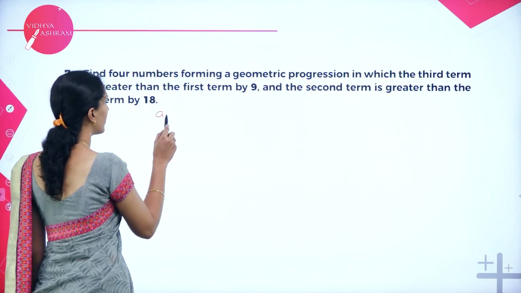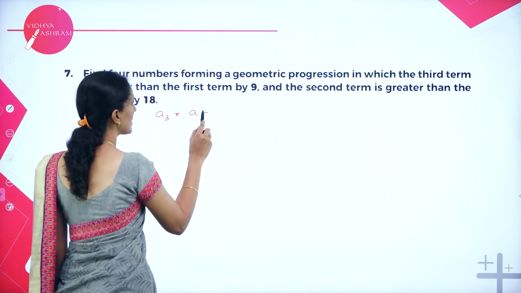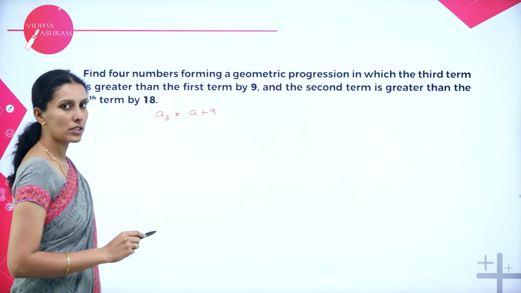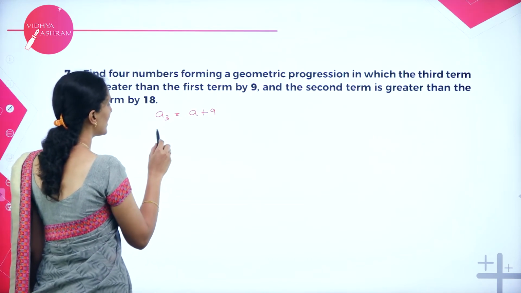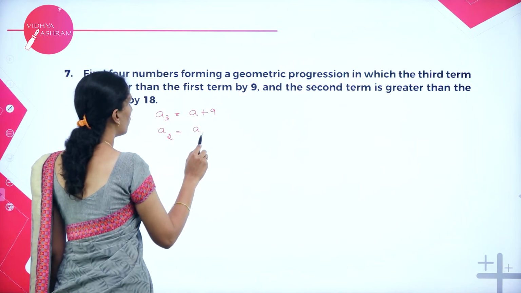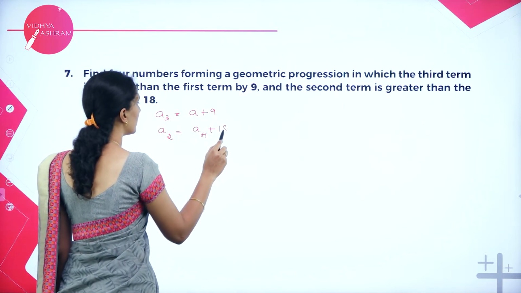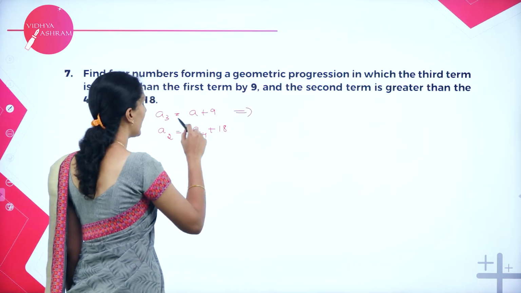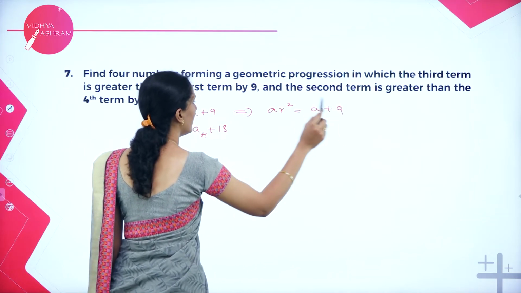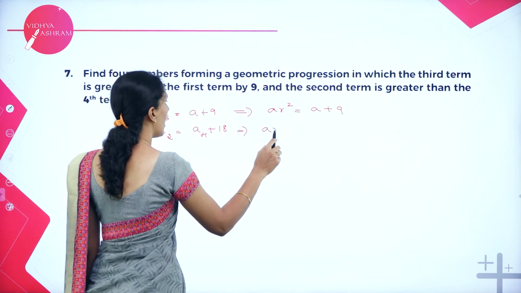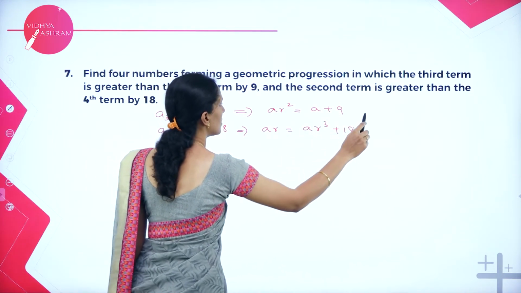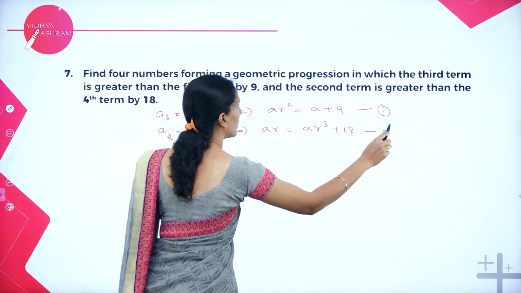So therefore A3 is A plus 9. Next they have given second term is greater than fourth term by 18. So second term A2 is greater than the fourth term by 18. Now let us write the equations here. A3 means AR square is equal to A plus 9, and AR is equal to AR cube plus 18. So let's take this as equation 1 and equation 2.